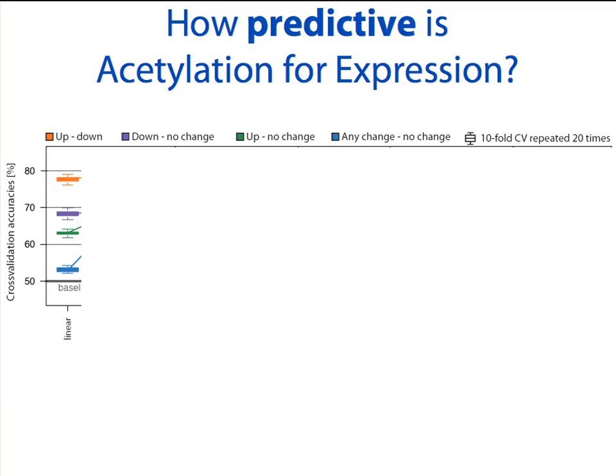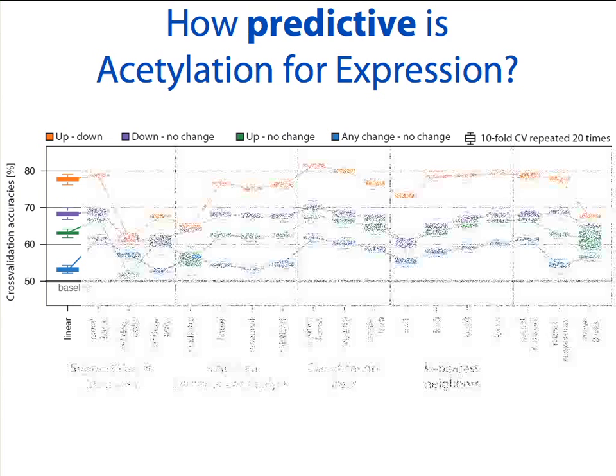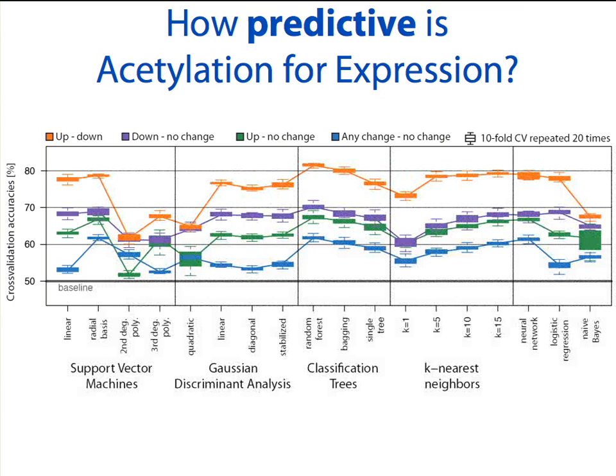And what you get is a little box plot like this, which tells you that the blue classification problem, which is any change versus no change, is basically just above the baseline, and classifying up versus no change is a bit better. The pink, down versus no change, is even better, and up versus down is really good. This is for one particular classifier. So I thought, maybe it depends on the classifier I use. So I just did it for all kinds of classifiers.